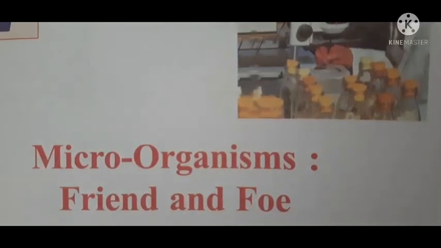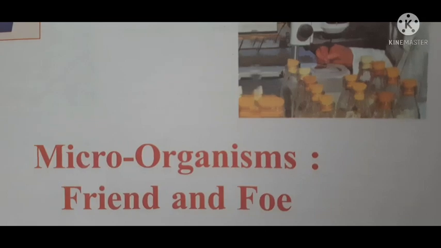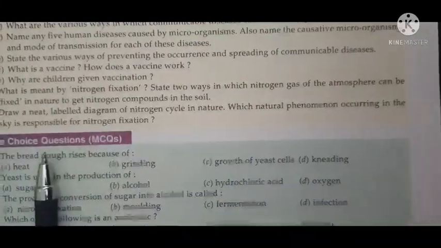I hope you all have started revising the portions for your periodic test 1, and if you have any doubt regarding syllabus you can contact me. Okay, now students, today we will do some of the remaining questions and answers. We will continue with the same chapter, that is Microorganisms: Friend and Foe. Please open page number 40.